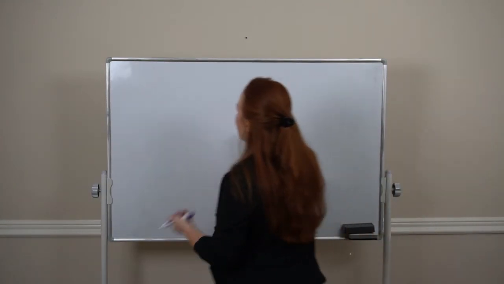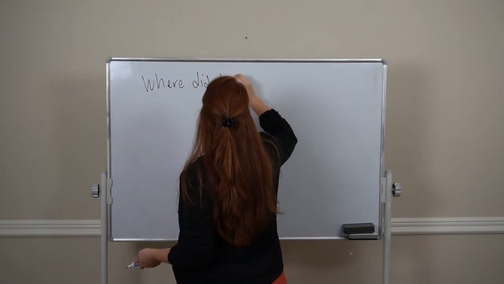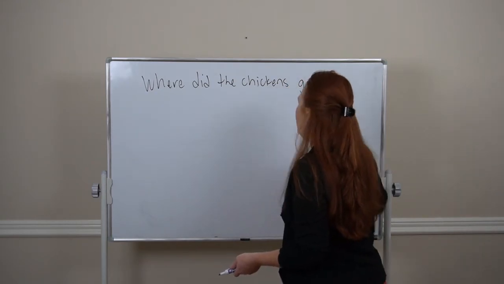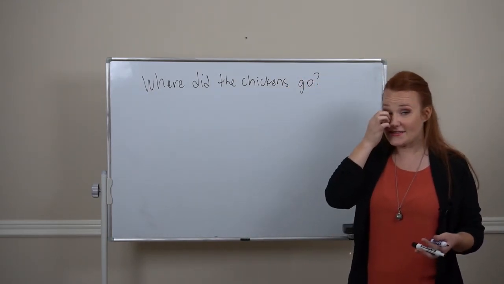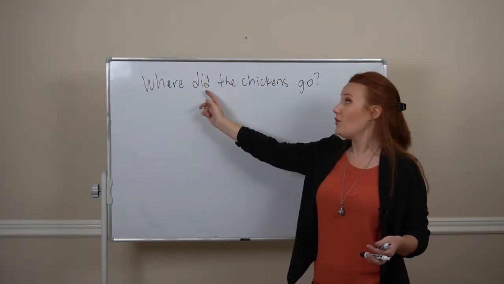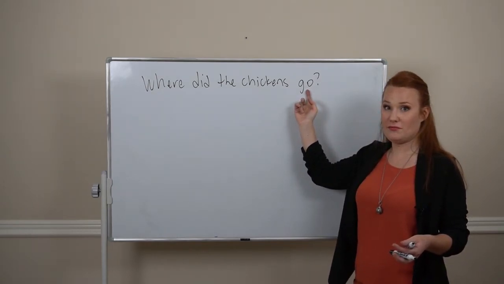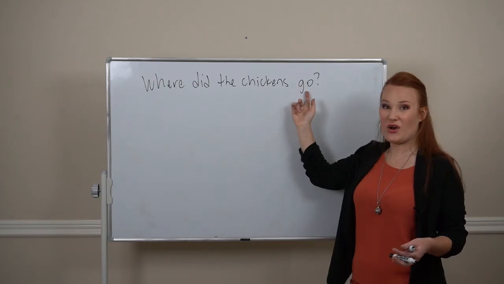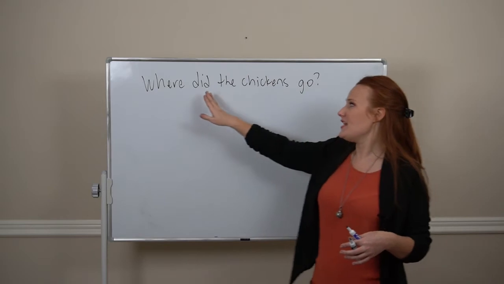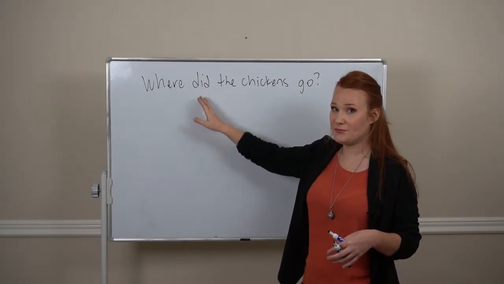All right, if our question is, where did the chickens go? In this past simple question, we had to add this auxiliary verb did. When we did that, our main verb went to its base form. So it's where did the chickens go, not where did the chickens went, all right? We'll use the base form of that because our auxiliary verb shows us the past tense.